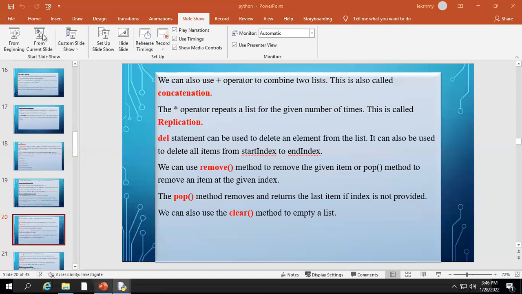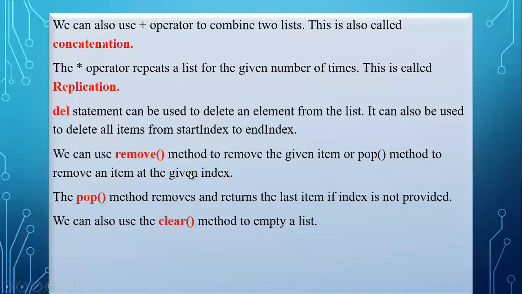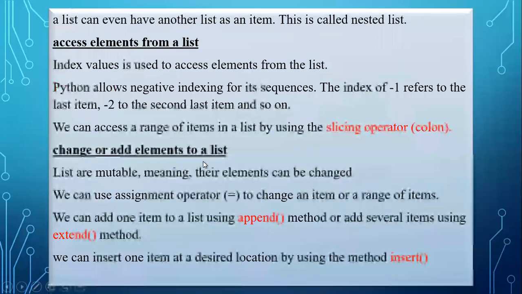Now, we told one point, the lists are mutable. That means we can make changes to the list. So elements can be changed. An existing element I can change, or you can add more elements to the list. If 5 items exist and you want to add 5 more elements to the existing list, that is also possible. And in which location you want to insert, you can specify and insert in that particular location.